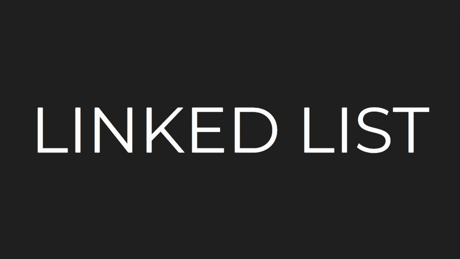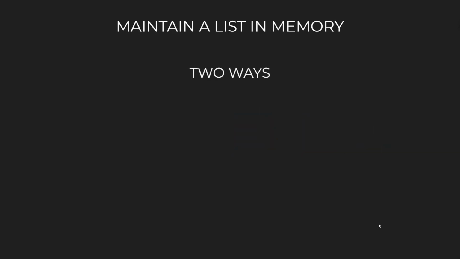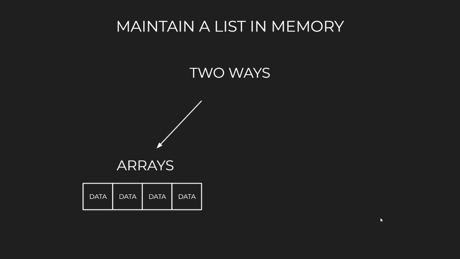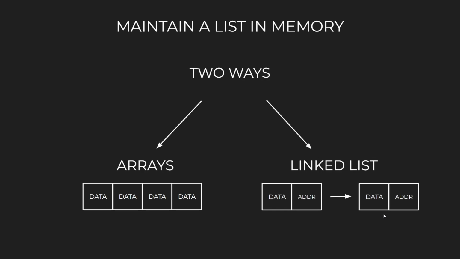So let's get started. Now, there are two ways we can maintain a list in memory. We have arrays and linked lists. Both of them come with advantages and disadvantages. But before we talk about where linked lists come in handy and why they're important, let's actually learn what they are and how they function.